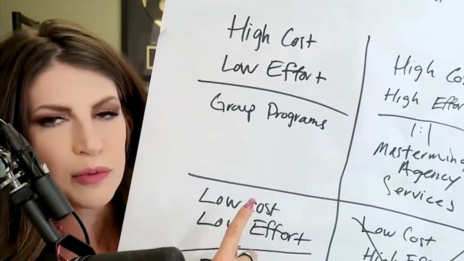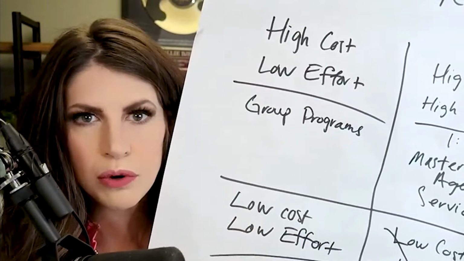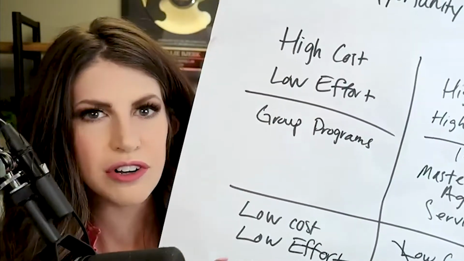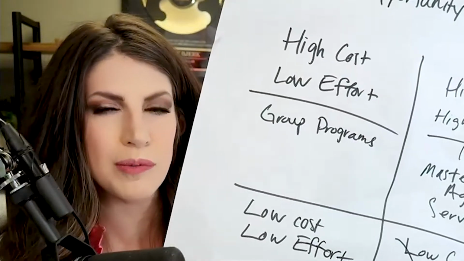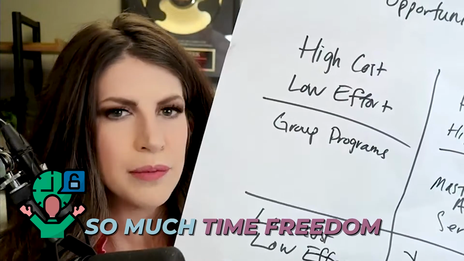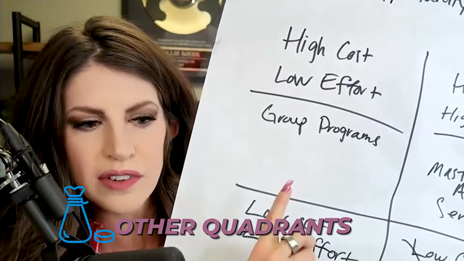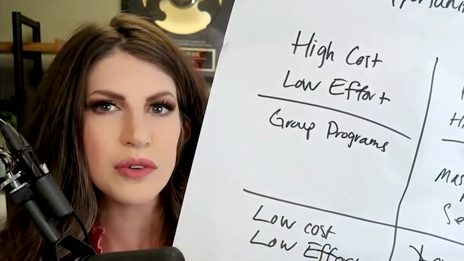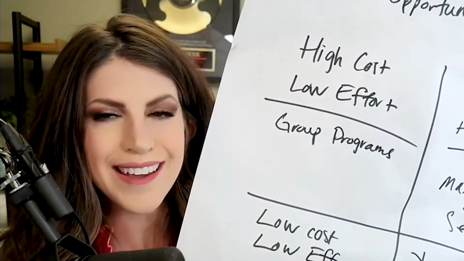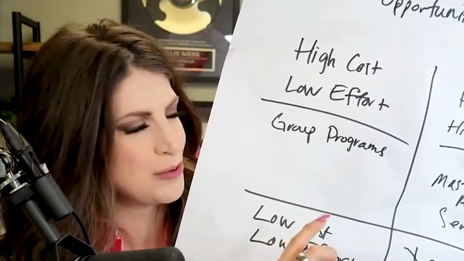In the upper left, we have high cost and low effort. So these are group programs, things that have a lot of leverage that are going to create a lot of white space in your calendar because you maybe have a couple different calls per week scheduled. So much time freedom. You're going to wonder what to do with your time if you've been working in one of these other quadrants. But it's also the most leverage because you have the lowest effort involved and high cost. So group programs, obviously, I'm really hinting at which one's my favorite.